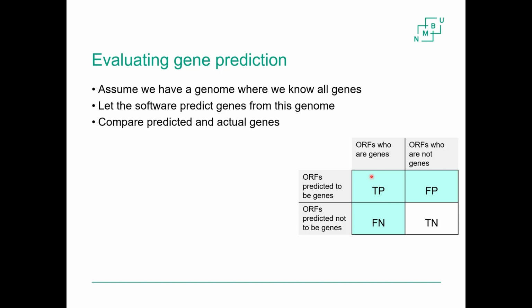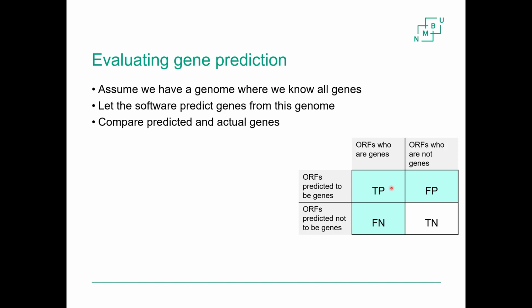Here we now count how many of the actual genes were also predicted to be genes. And these we call true positives, TP. So this is a number here. And the bigger this is, the better, right? Ideally, we would have all the true genes to also be predicted as true genes.